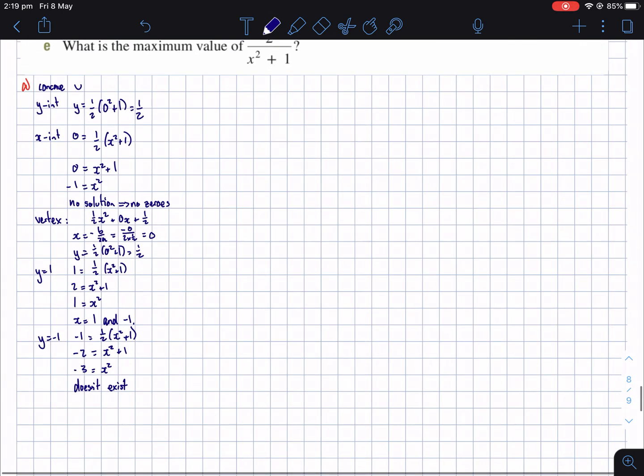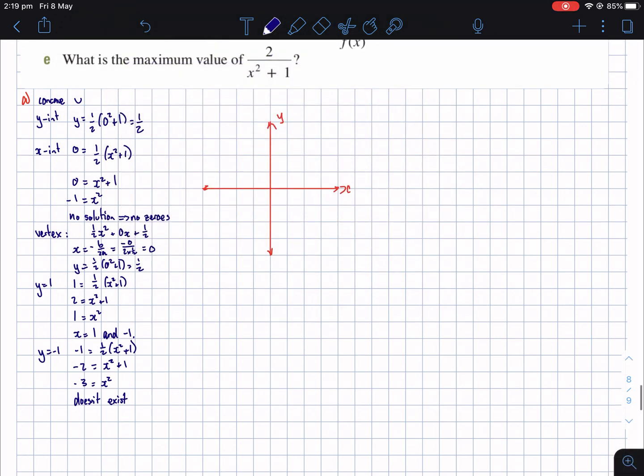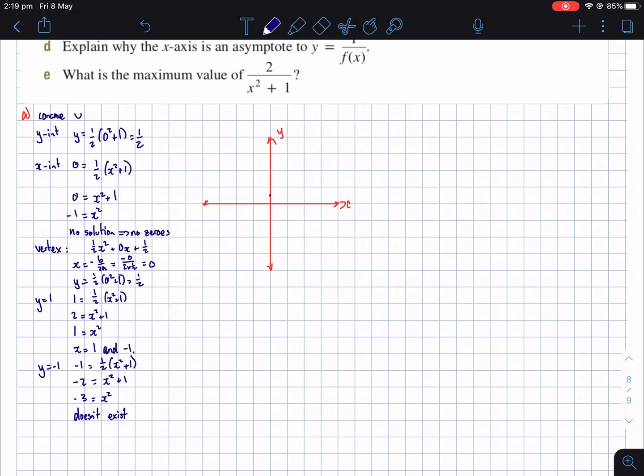Now let's draw this sucker, nice and big in the middle. Y and x. Start off by putting the points we know in. The y-intercept, half. The x-intercept, no solution. The vertex, well, it's going to turn here. And y equals 1, so x equals 1 and negative 1, so there and there. So this is what that looks like, and that's y equals f of x.